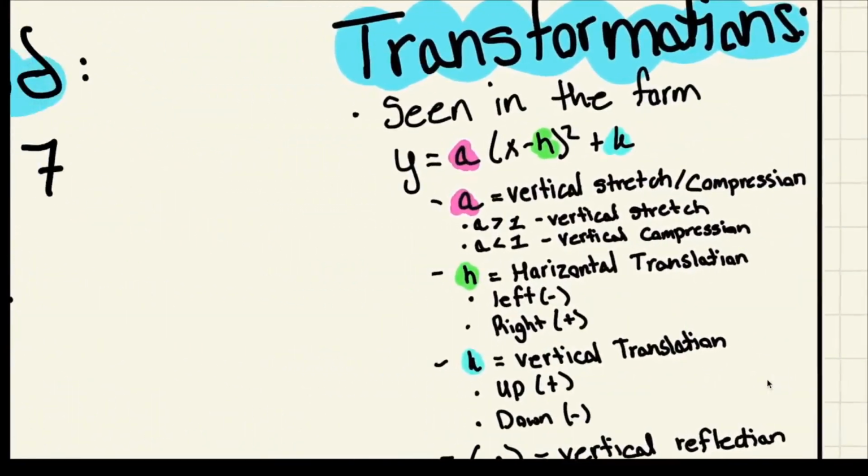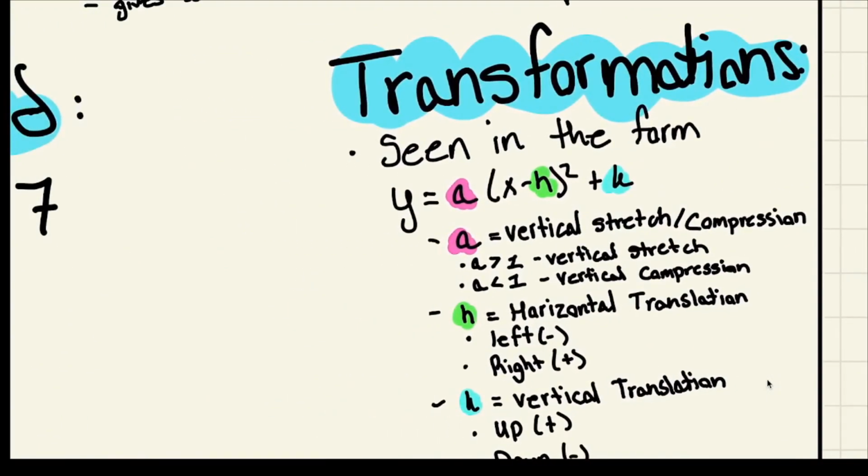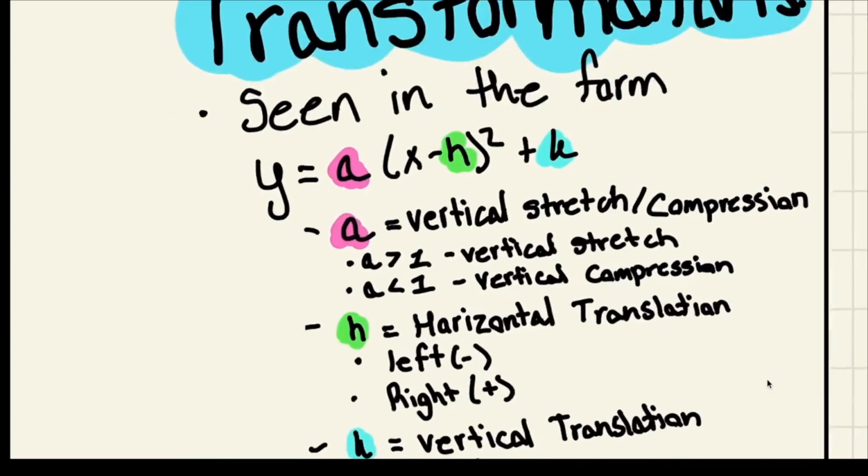What we also have to understand is that in a quadratic, there are transformations, right? The transformations tell us if the parabola goes left, right, up, or down, and if it stretches, whether it's going to look very skinny or very wide. Vertex form tells us what the transformations are, and here I've listed them.